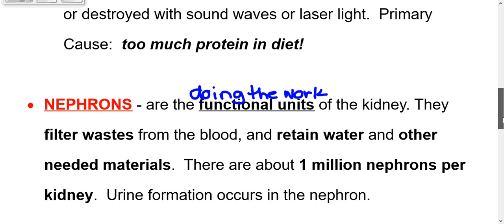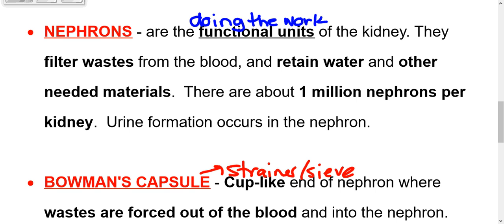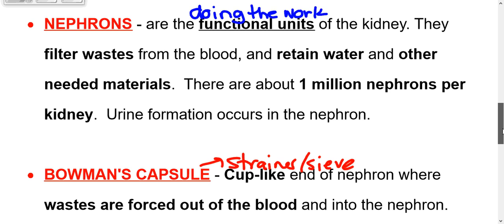Nephrons are the functional units of the kidney. So functional units mean they're doing all the work. They filter the waste from the blood, they retain or keep water back if we need it, and other needed materials. So there's about 1 million nephrons in each of your kidneys, and urine formation occurs in the nephron. So you have 1 million little nephrons in each of the kidneys doing all the work to get rid of the waste, keep the water, and keep other materials that we need. And then everything else that's waste gets put into our urine.